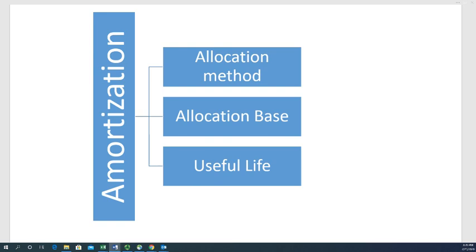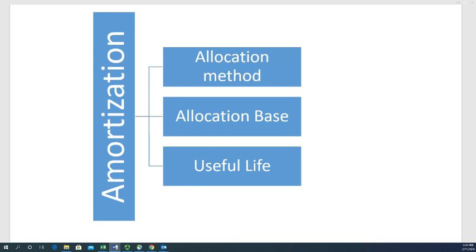When it comes to the allocation base, this is simply the total dollar amount that's going to be amortized. This is calculated as the cost less the salvage value. Remember, the salvage value is the amount you expect to get out of the asset after you're finished with it. And if you don't see one clearly stated in a problem, you assume it to be zero.